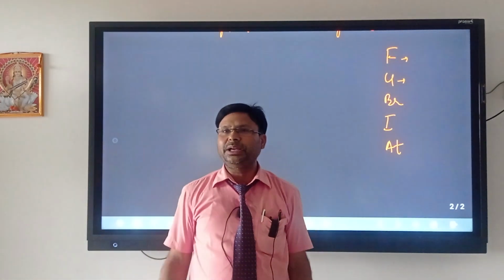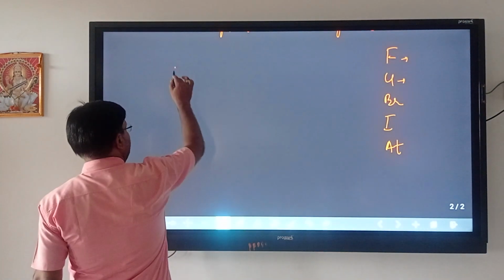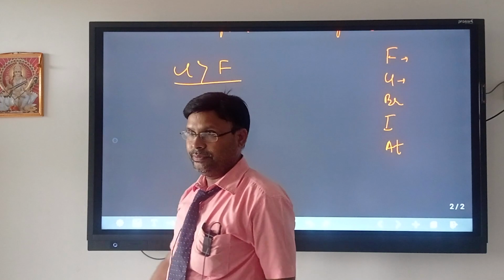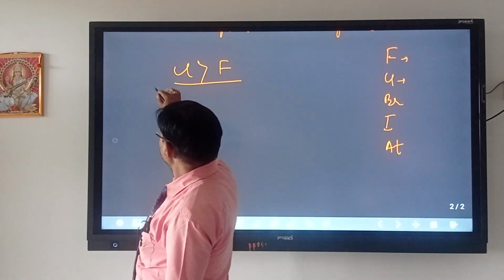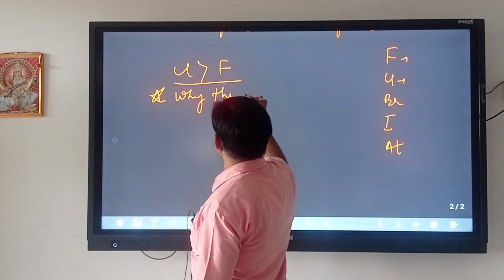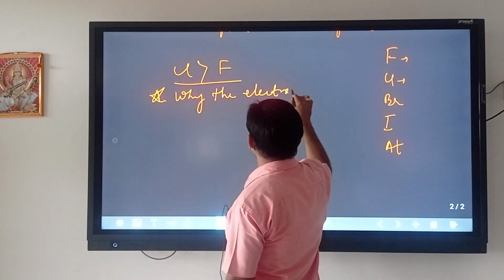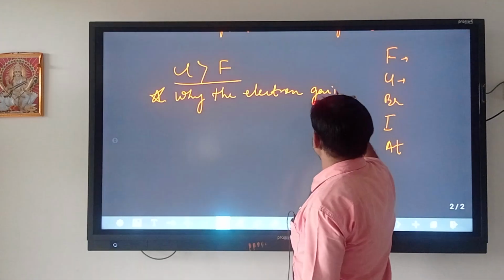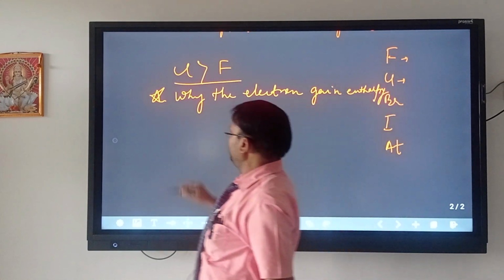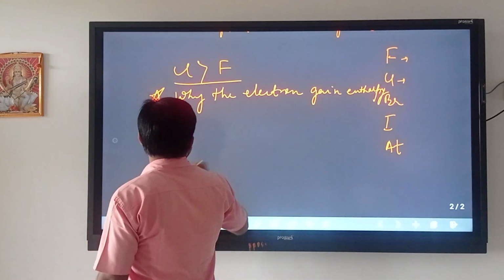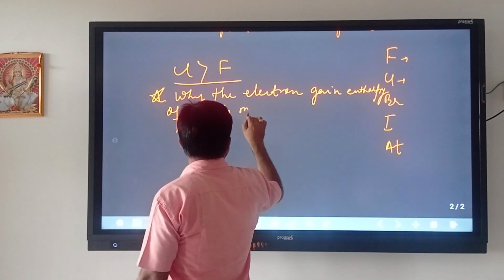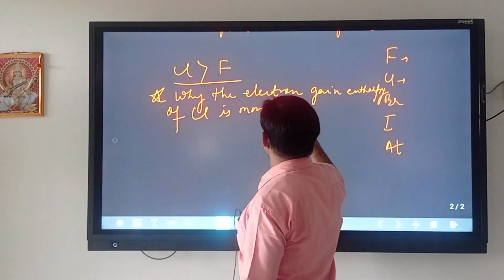And what is the reason behind this? That the electron gain enthalpy of chlorine is more than fluorine. Why? The electron gain enthalpy of chlorine is more than fluorine.